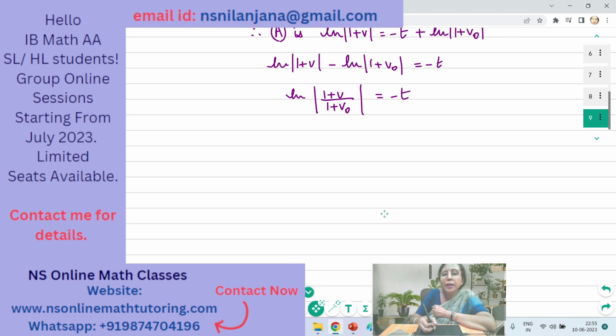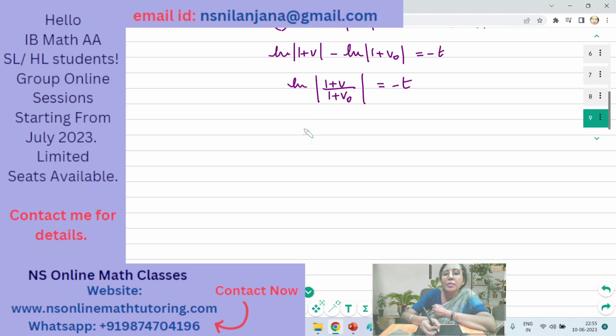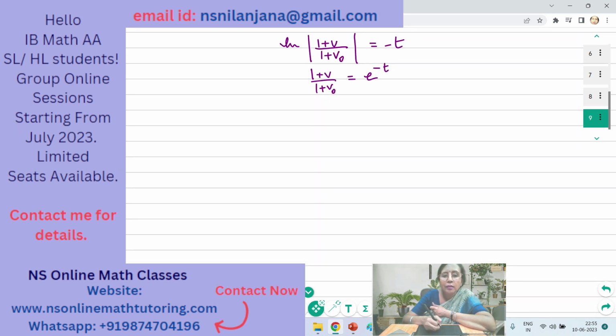Now we will be converting this logarithmic equation to an exponential equation, because we are not having any logarithmic term in the equation that they have given us. So this will be equal to e to the power of negative t. Okay. And I have to get the expression for v, v is a function of t. So I have to get v equal to something.